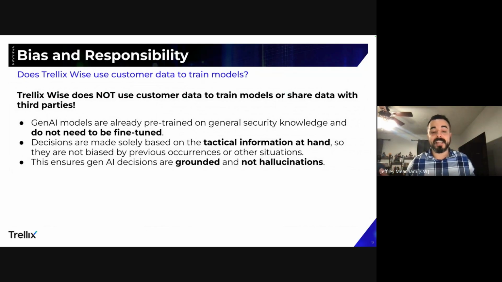And honestly, if we did try to pull your customer data into our model, that would make things way worse for us. You'd start getting hallucinations. It would start making bad and poor assumptions. There would be alerts that don't really match your reality or environment. So again, we don't take your data. We do not want your data. Your data stays yours. And Trellix Wise, on the other hand, gets to stay grounded, explainable, and it will remain accurate.